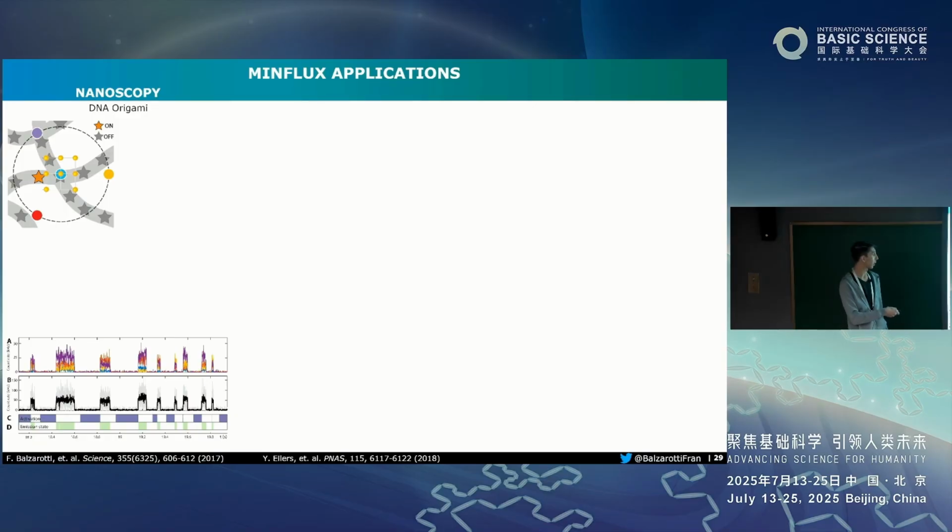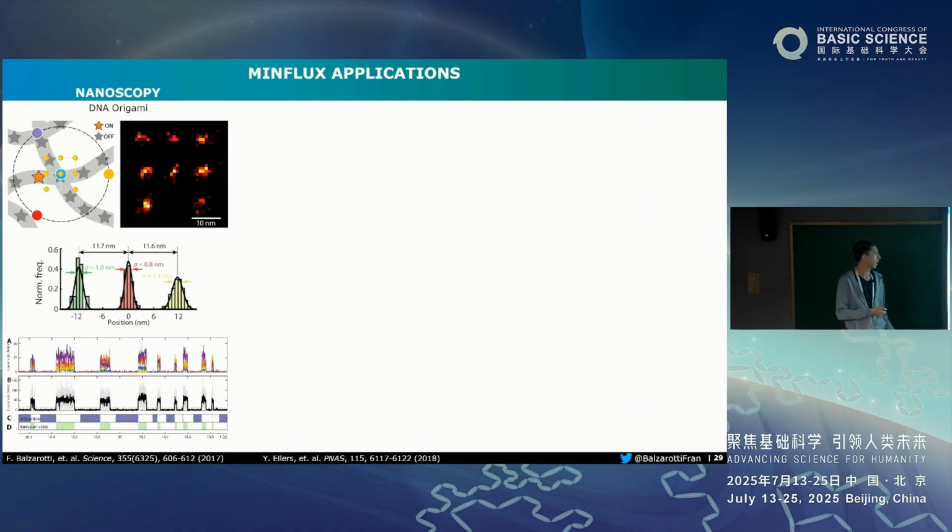Your data is going to look like this, where each one of these traces corresponds to a donut excitation located at each one of these points. And if you just localize each one of these events and make a histogram, you get the object that you designed. This is DNA origami, where molecules are placed very precisely 10 nanometers apart.